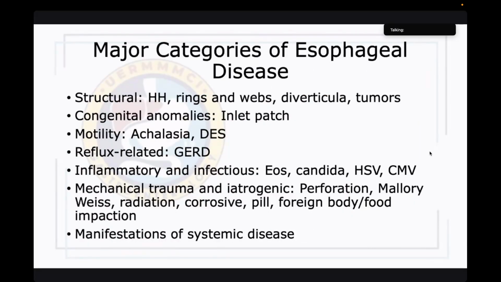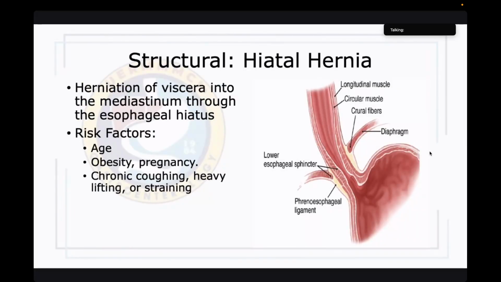I will now be discussing the more common conditions affecting the esophagus, and this will be our outline. One of the structural disorders of the esophagus is hiatal hernia. Hiatal hernia is a herniation of the viscera, most commonly the stomach, into the mediastinum through the esophageal hiatus. This is the opening in the diaphragm through which the esophagus passes.